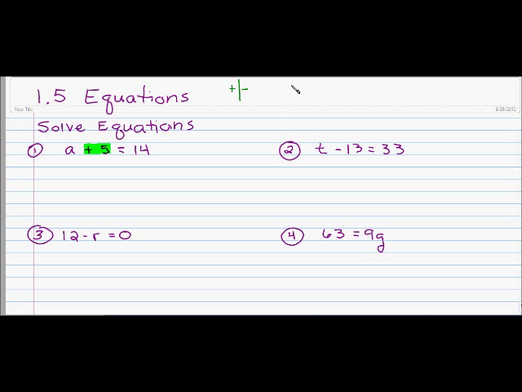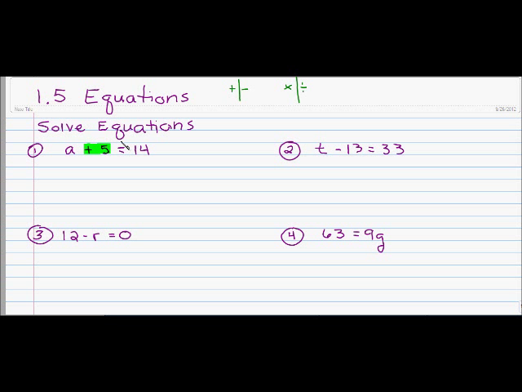And the opposite of multiplying something is division. These are the only 4 operations you'll ever see. Add, subtract, multiply, divide. Multiplication is the opposite of division. Division is the opposite of multiplication. Addition is the opposite of subtraction. And subtraction is the opposite of adding. So that's what we're going to do. We're going to do opposites.